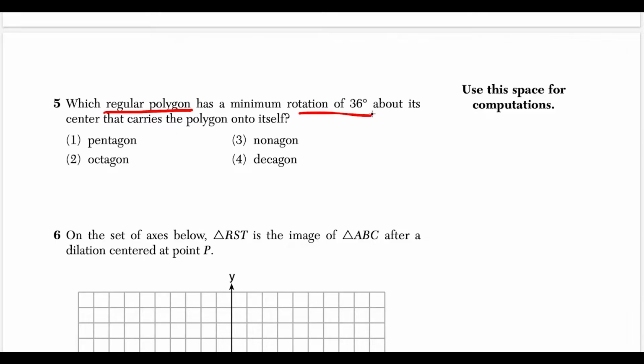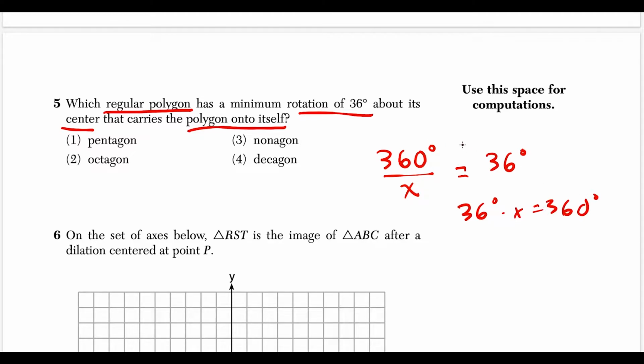has a minimum rotation of 36 degrees about its center, and that will carry the polygon onto itself? So what I imagine for these questions is we could spin a total of 360 degrees, but we don't spin 360. We could spin X number of times, and each time we're spinning 36 degrees, and that's going to keep mapping the polygon onto itself. So what this gives us is 36 degrees times X equals 360 degrees. And the degree symbol doesn't matter here because we're in the multiple choice. They're not going to grade you on your notation here. But what this tells us is that X is equal to 10. So we need a 10-sided figure, which is going to be a decagon.